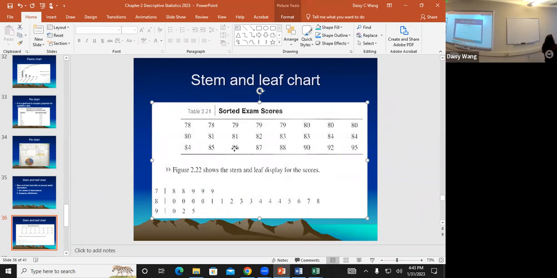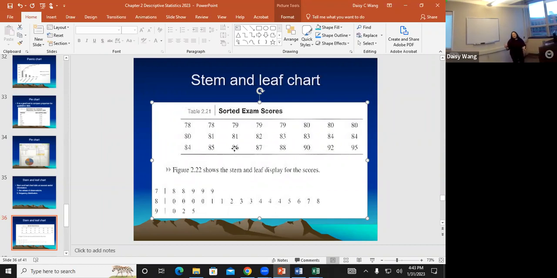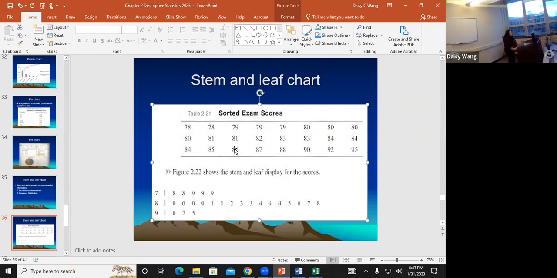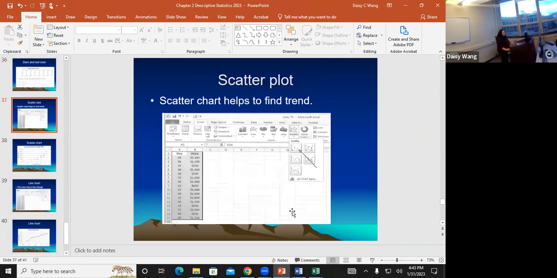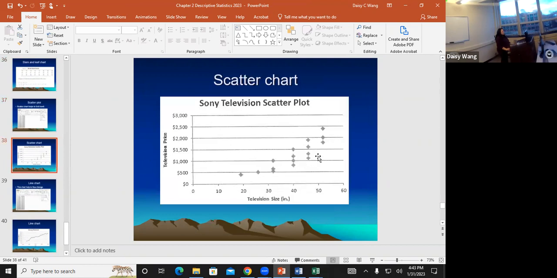So this is good with smaller data. If we have hundreds of data, of course, we don't want to show this, although sometimes people do. We have a big group of data. And then we have the scatter plot, where you can put it in and see the trend. Okay, so this is the scatter plot.